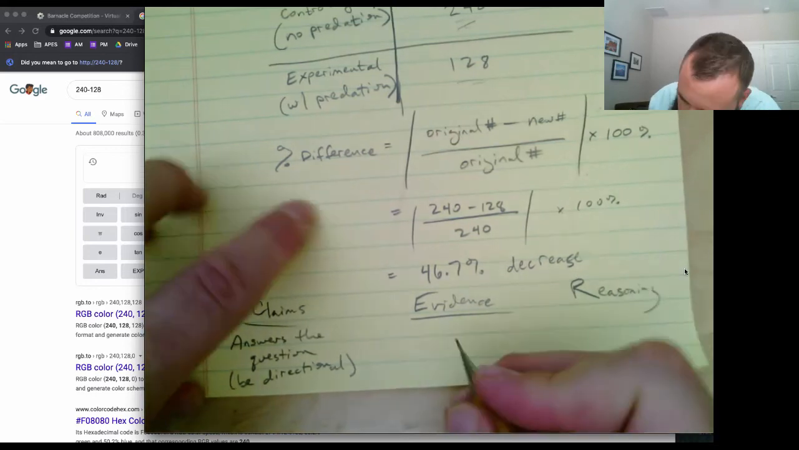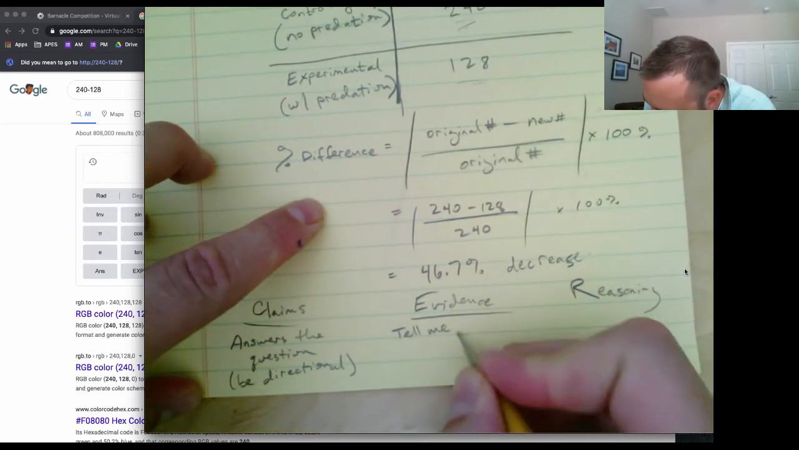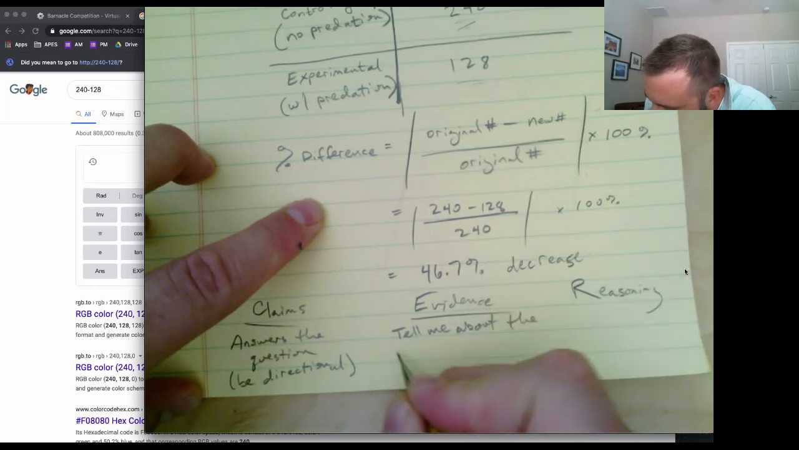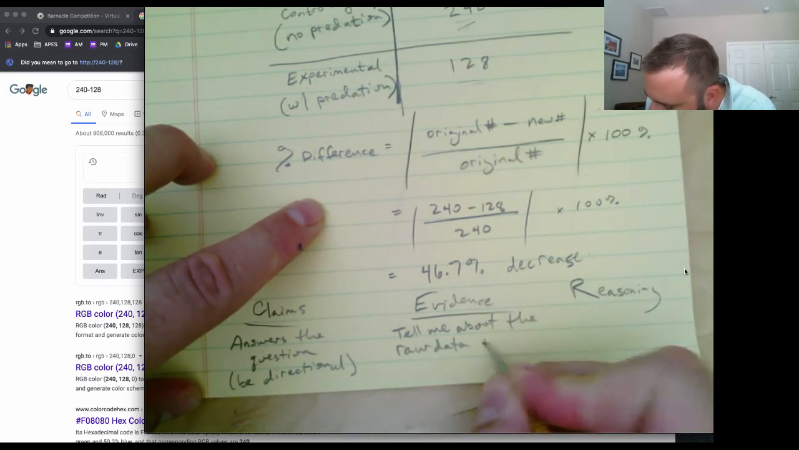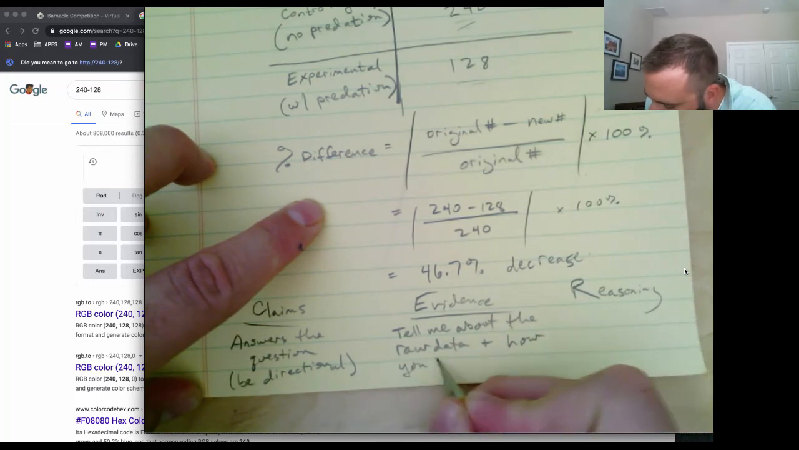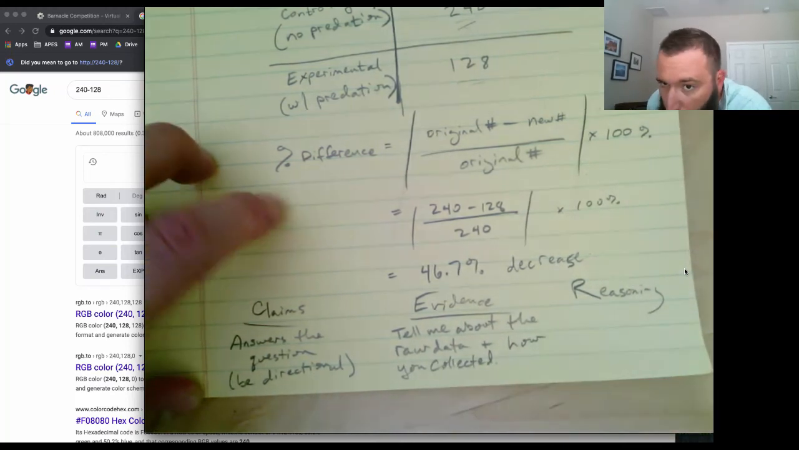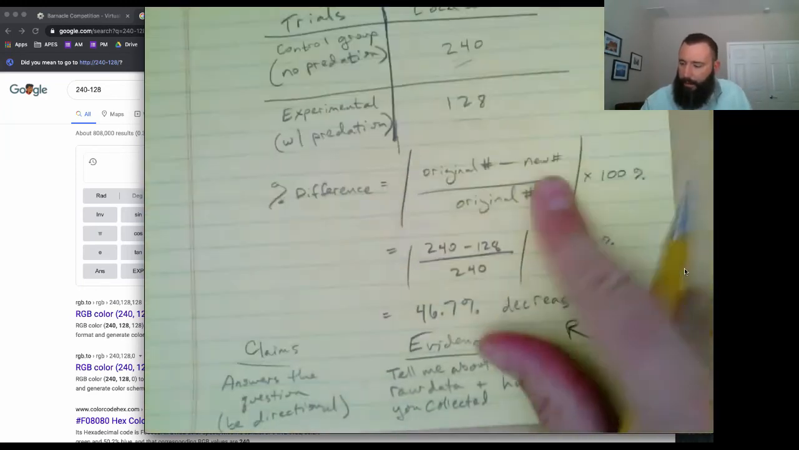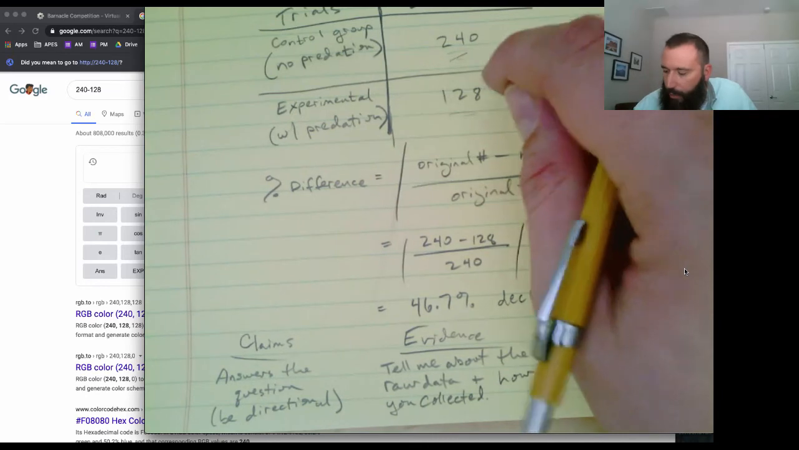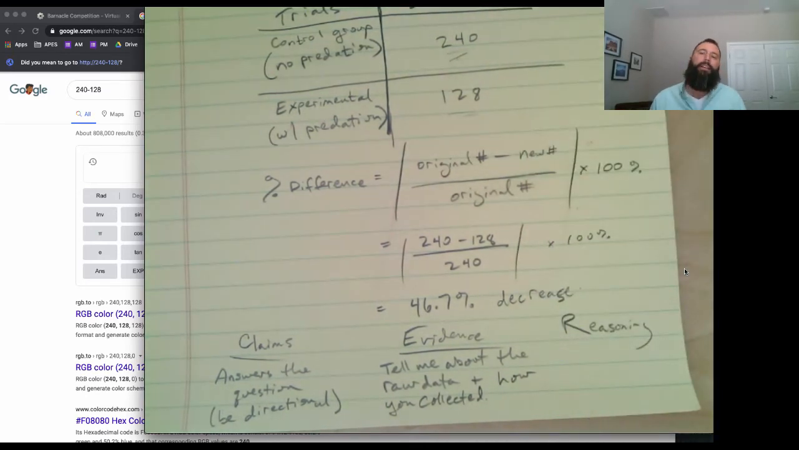Evidence. Tell me about the raw data and how you collected it. Include the raw data in here. If you don't have the numbers 240 and 128 in your CER statement, you're not giving me the full picture of what went down. So, for example, our evidence statement could be: we set up two different groups and we found that without predation, there were 240 Balenus barnacles, and after predation was added, there were 128 barnacles.